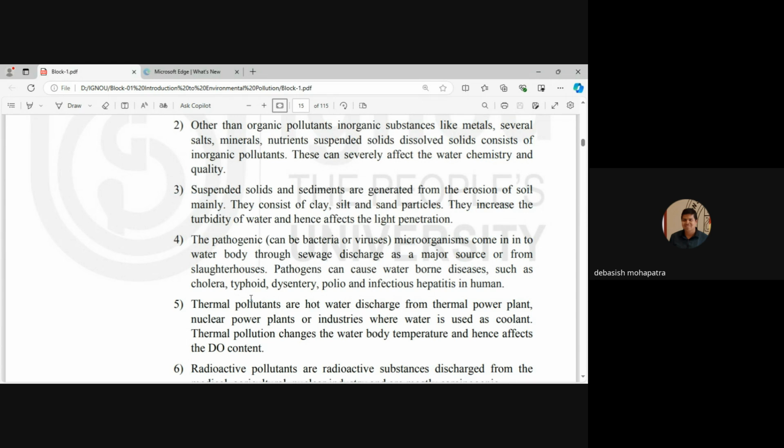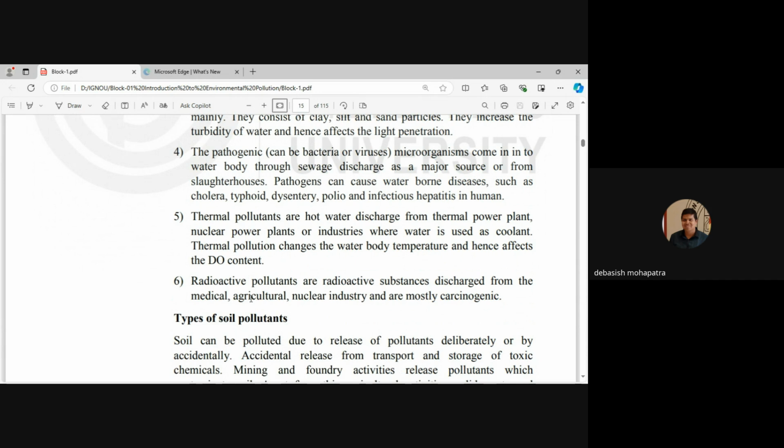Thermal pollutants are hot water discharges from thermal power plants, nuclear power plants, or industries where water is used as a coolant. Thermal pollution changes the water body temperature and hence affects the DO content. So this is how they affect the dissolved oxygen content.